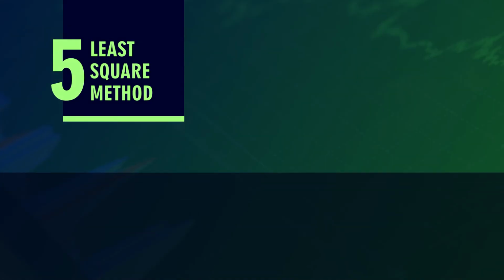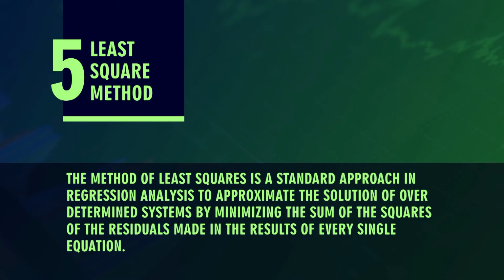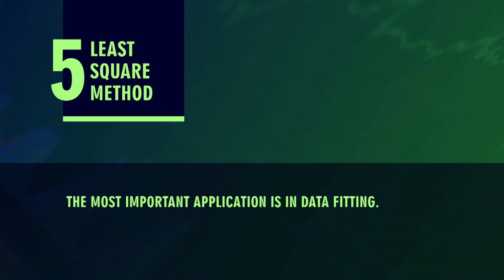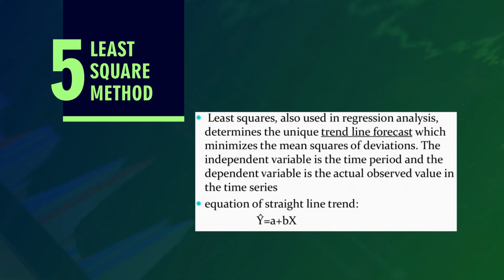So if you go more into the backdrop, you will find the method of least square is a standard approach in regression analysis to approximate the solution of overdetermined systems by minimizing the sum of the squares of the residuals made in the results of every single equation, and the most important application is in data fitting. Least square is also used in regression analysis, which we have already talked about, and determines the unique trend line forecast, which minimizes the mean square of deviations.